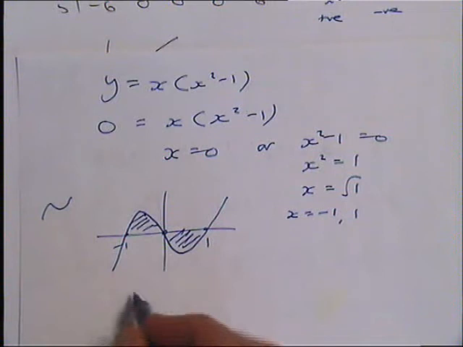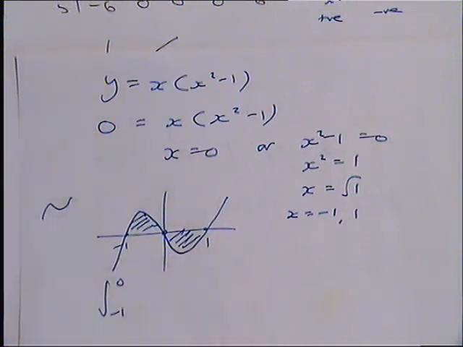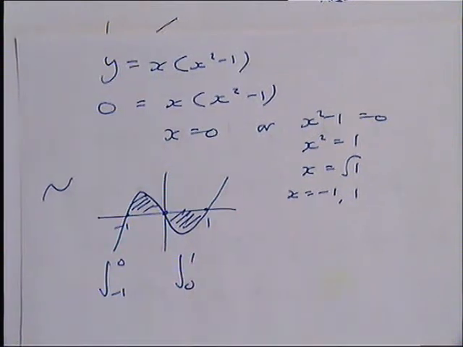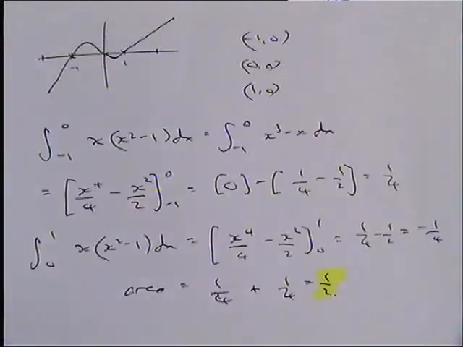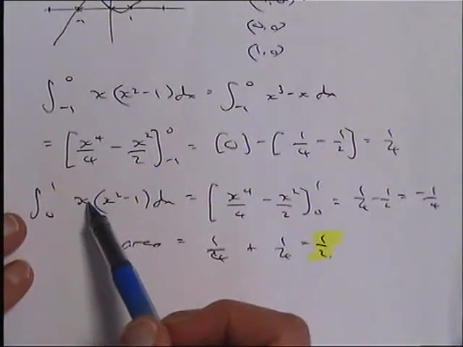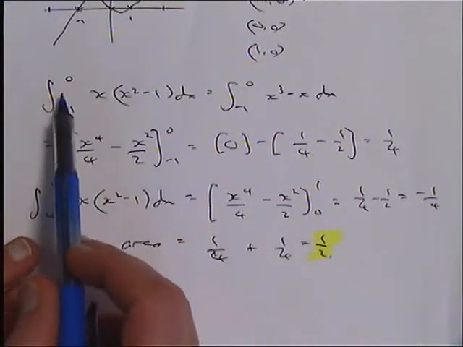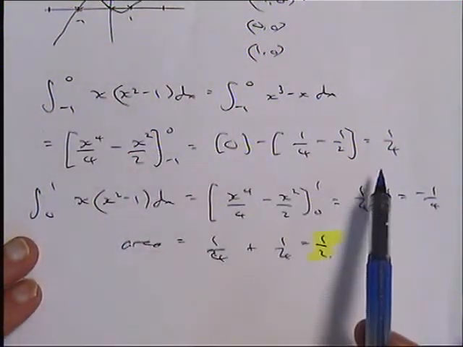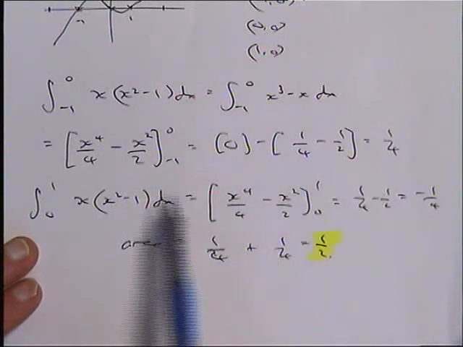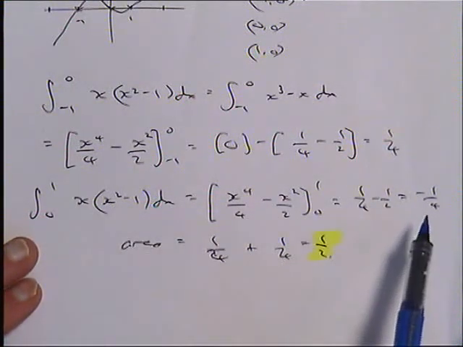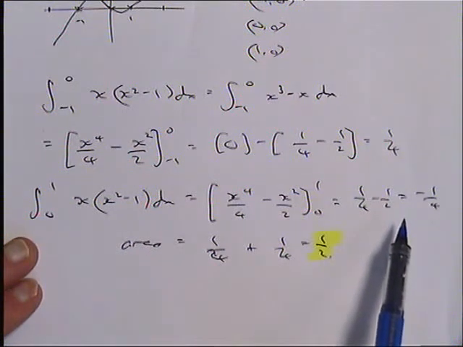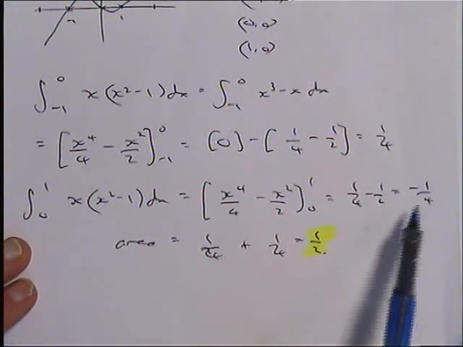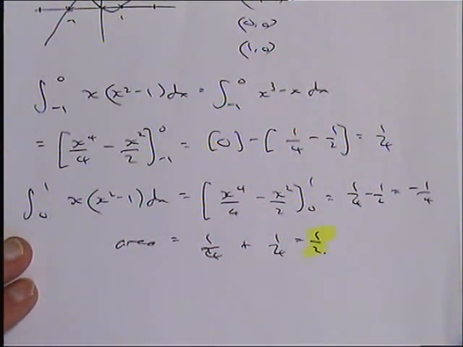So first of all, to get this bit, you integrate between minus 1 and 0, and to get this bit, you integrate from 0 to 1, and you can then add your 2 bits together. What I've done over here is I have integrated between minus 1 and 0. I've multiplied it out, I've integrated it, I've stuck my values in and I've got it to be a quarter. Then I've integrated from 0 to 1, it's come out to be minus a quarter. But I'm interested in the amount of area, so I'll just call that a quarter. And that quarter worth of area and that quarter worth of area add together to give a half of area.